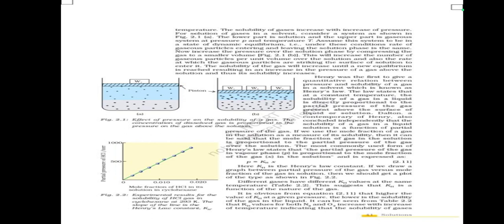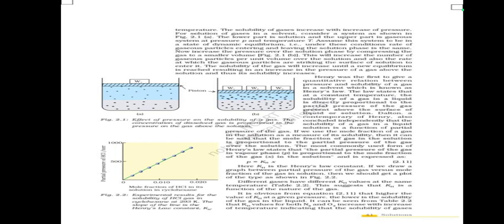Henry was the first to give a quantitative relation between pressure and solubility of a gas in a solvent, which is known as Henry's law. The law states that at a constant temperature, the solubility of a gas in a liquid is directly proportional to the partial pressure of the gas present above the surface of the liquid or solution. Dalton, a contemporary of Henry, also concluded independently that the solubility of a gas in a liquid solution is a function of the partial pressure of the gas.